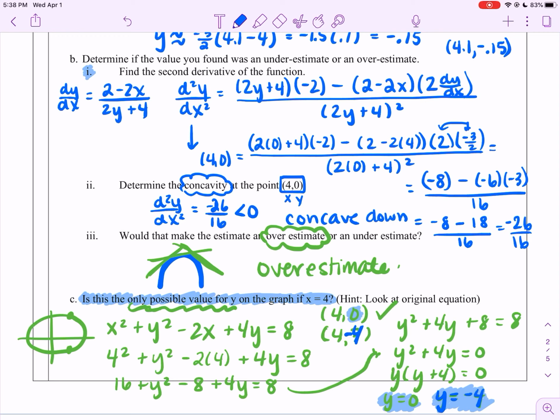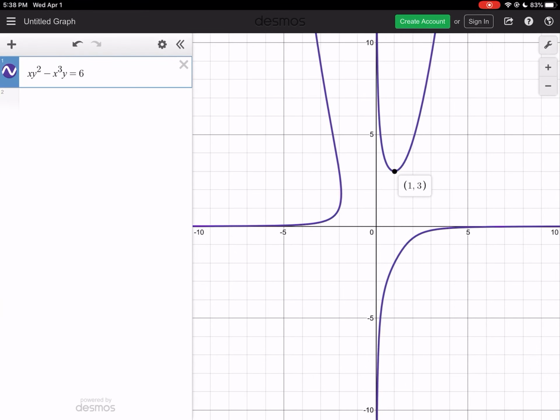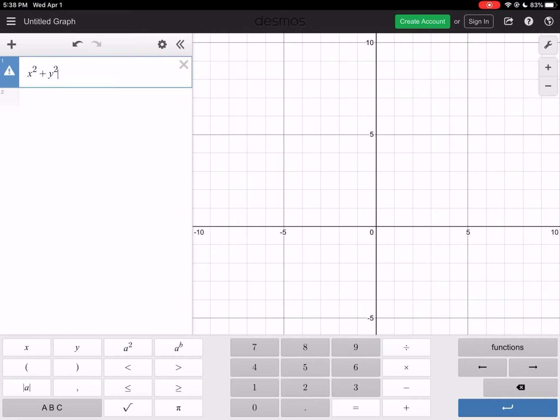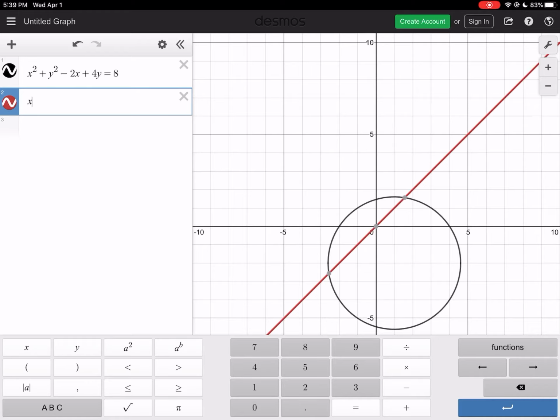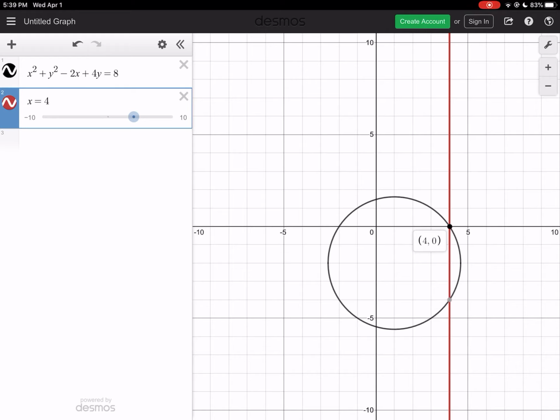Well, if you take a second and graph this equation in Desmos, you can actually take a look at the graph itself. So if I go back and use my Desmos app here, I'm going to enter x squared plus y squared minus 2x plus 4y equals 8. That should be our equation there. Notice if I graph the equation x equals 4, that vertical line there.